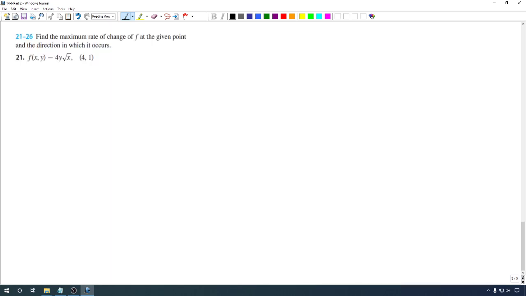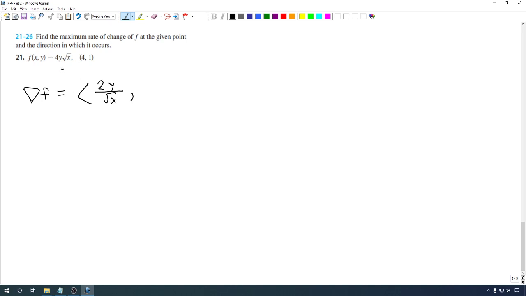So let's look at this particular function and see what direction it increases the fastest as we move away from the point 4, 1. Again, that just really means that we are going to look at the gradient of this function. The gradient, we take the partial derivative of this function with respect to x first. So the 4y is a constant. Square root of x, remember, the derivative of square root x is 1 over 2 square root x. Of course, I can go ahead and cancel out part of the 4 and just make that a 2y over square root x.